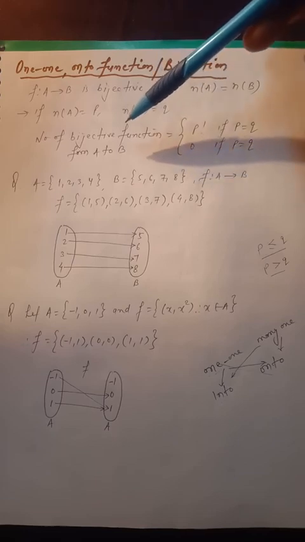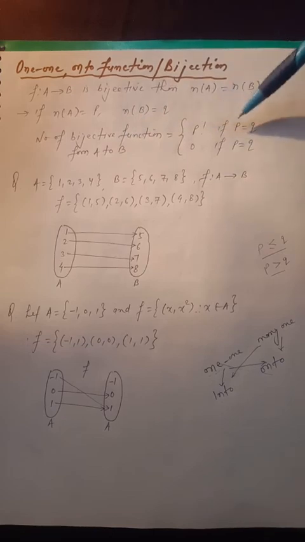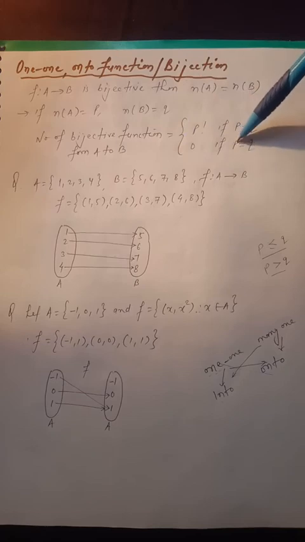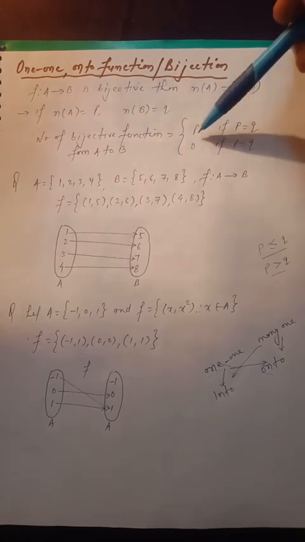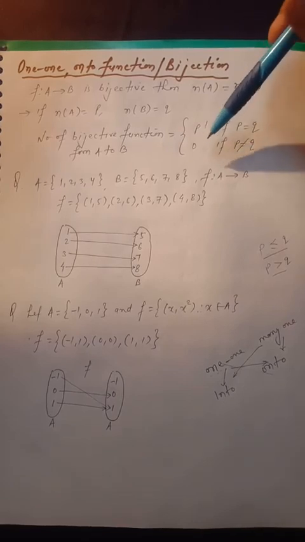The same formula applies here: the number of bijective functions from A to B will be P factorial when P and Q are the same, and there will be no bijective function when P and Q are different, right? When P and Q are different, there will be no bijection.